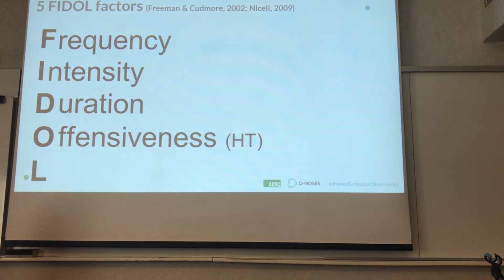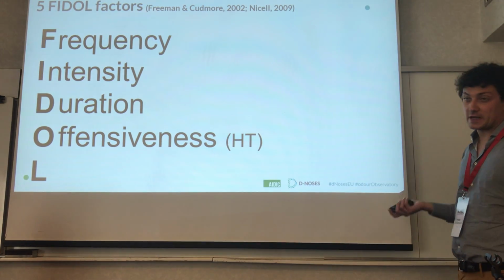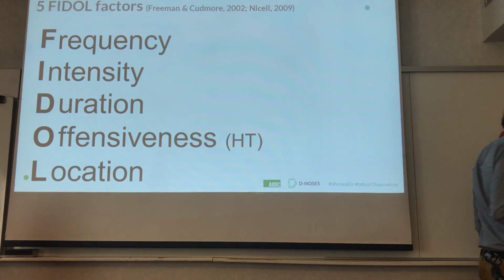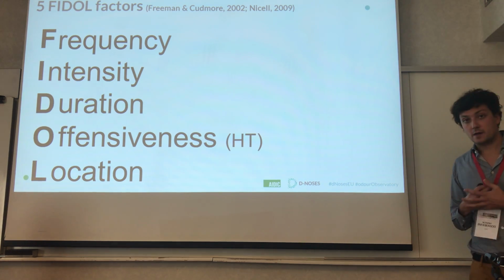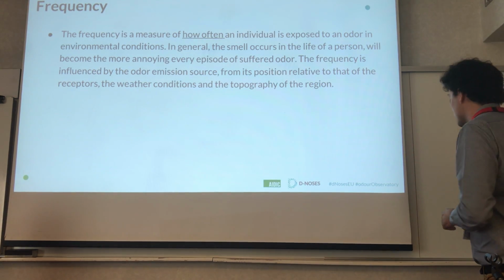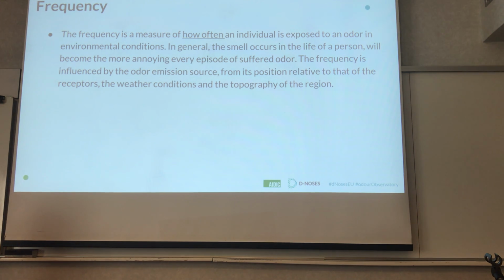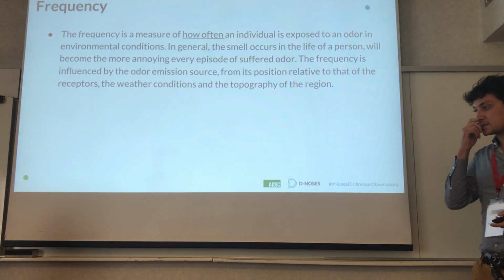There is the duration, because if I'm exposed every day to an odor, probably I feel more annoyed. And of course, there is also the offensiveness, because if we are talking about rendering, or if we are talking about chocolate, it will be different. And there is also the location, because it's not only all the other parameters, but it's also important where a person feels an annoyance or nuisance. So let's analyze all of them a little bit. So frequency is, of course, how often an individual is exposed to an odor. The frequency of exposure usually is related to the method of the emission, and also to the geometry and the physics of an emission.